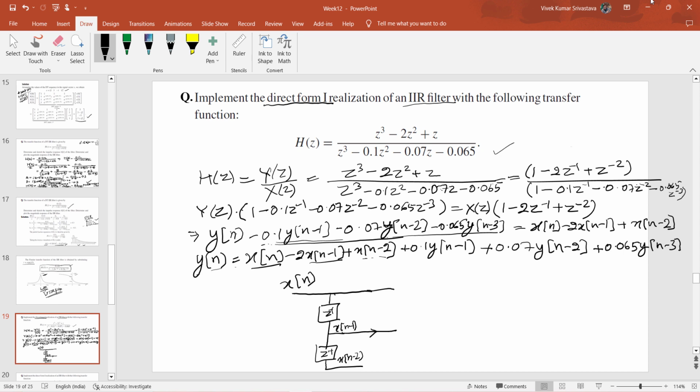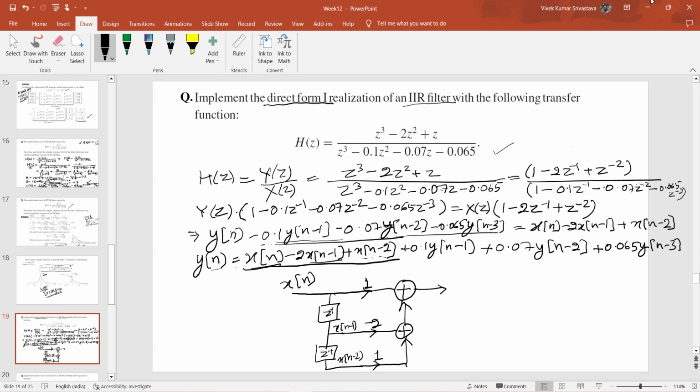Now we will multiply x of n, x of n minus 1 and x of n minus 2 with the corresponding coefficients given in this expression. Here we can see that x of n is multiplied by a factor of 1, whereas x of n minus 1 is multiplied by a factor of minus 2, and x of n minus 2 is multiplied by a factor of 1. Now we will sum these up, so for that we will use adders here. So up to this term we have got.